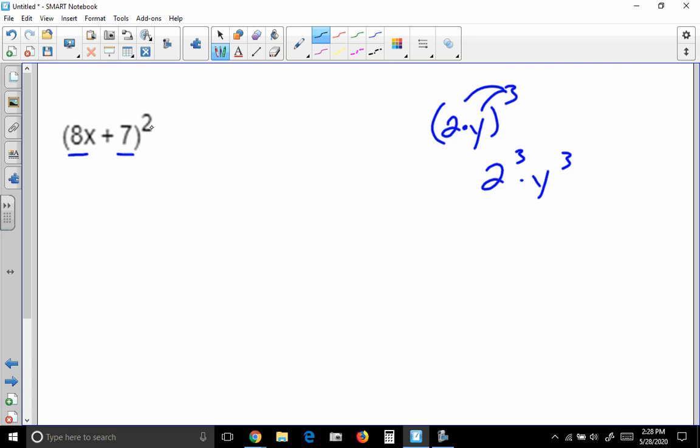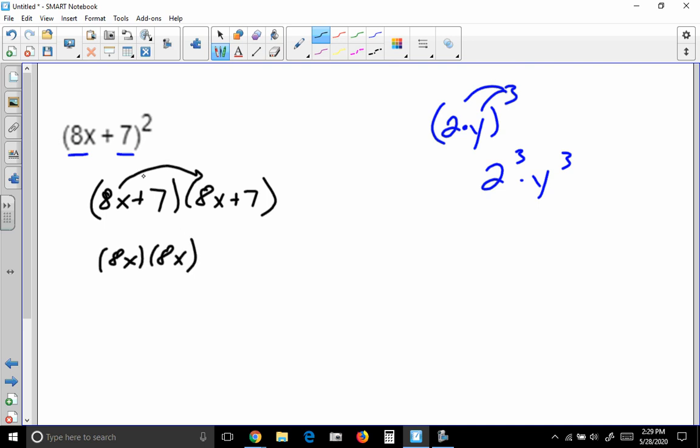So what is the long way? Well, we have a base, and it's raised to a power, so we write the base however many times the power tells us. The power says write that base twice. Now we have to distribute it. 8x gets distributed to 8x, 8x also gets distributed to 7. Then this 7 gets distributed, so it gets distributed to 8x. That one gets distributed to the 7 also.